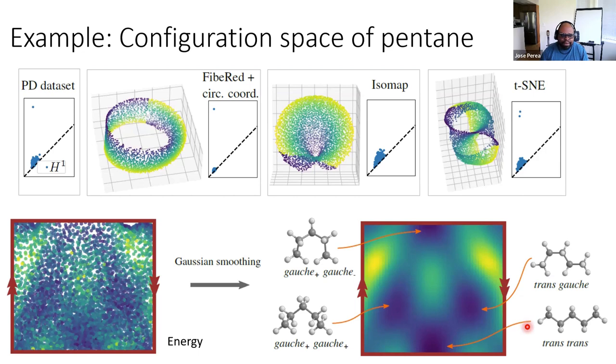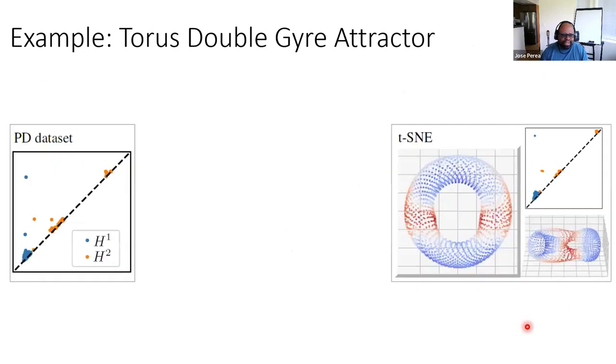And then the final example I'll describe is from the double gyre attractor again. We have another attractor. It's not a cylinder, it's not a Möbius band. Here's the persistence diagram on the left for the attractor in question. It's got two classes in dimension one and one class in dimension two. So you suspect it's a torus.